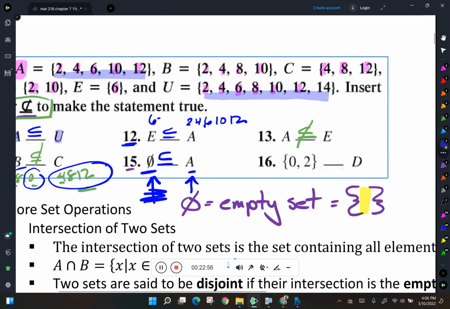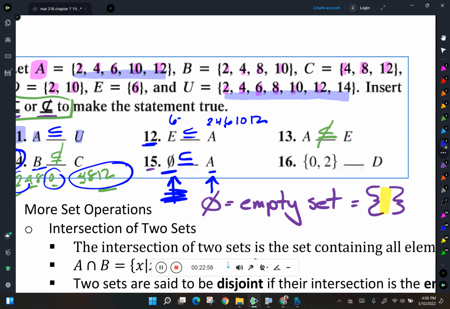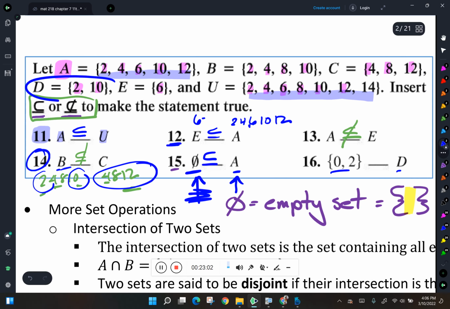All right. Last one, and then we'll call it a video. 0, 2, and D. D is the set 2, 10. There's the 2, but is there a 0 in D? So then we would say that it is not a subset.